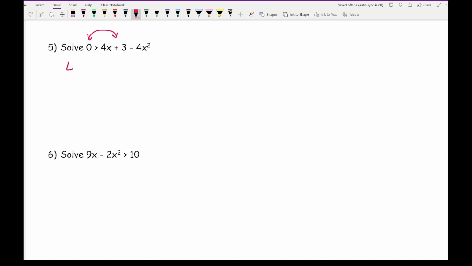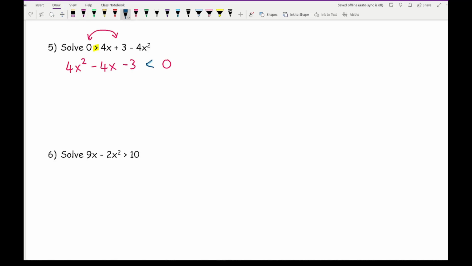So I'm going to end up with 4x squared minus 4x minus 3 with 0 on this side, and because I've flipped the things around, I've got to now flip this inequality. So that, rather than pointing to the right, is now going to point to the left. Now I've got positive x squared, my 0 is on the right hand side, so we've got some happy days. Now I need to go on to solve this.